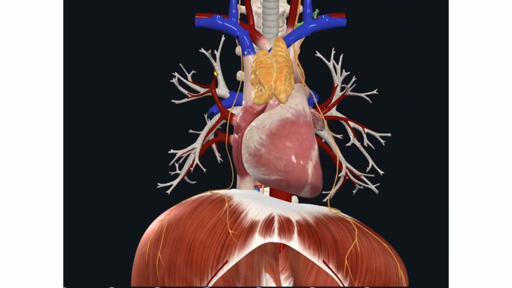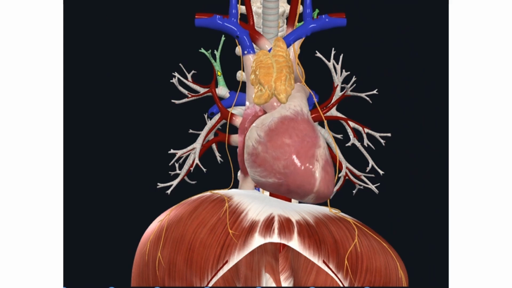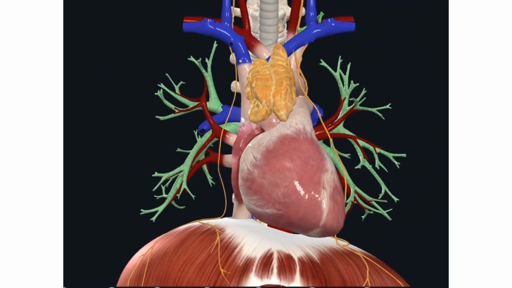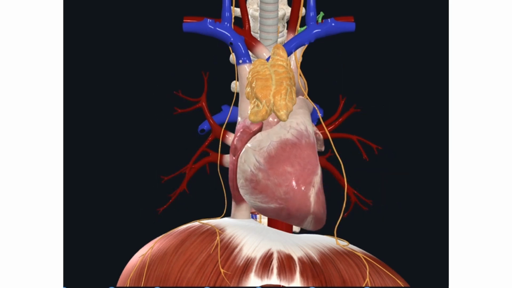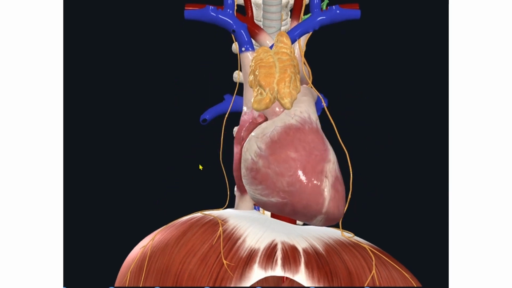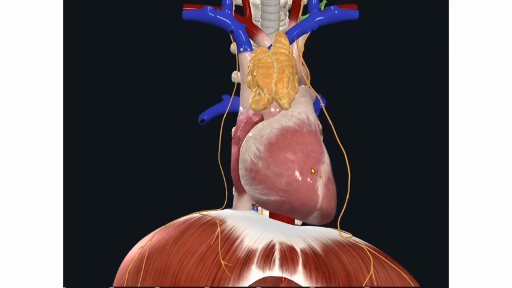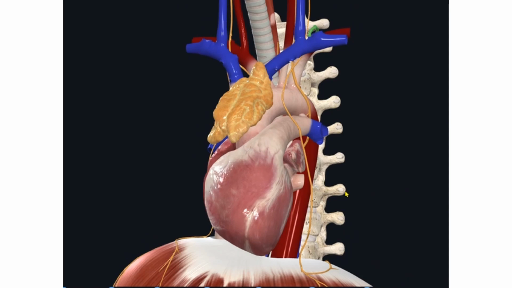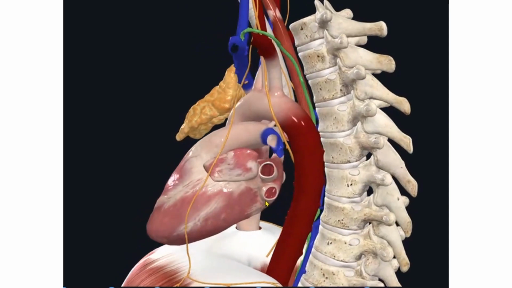Now we can see the contents of the mediastinum clearly. I will clear the bronchial tree as well, and the branches of the pulmonary veins. Now things look much clearer. We will rotate the model now in order to see the mediastinum.